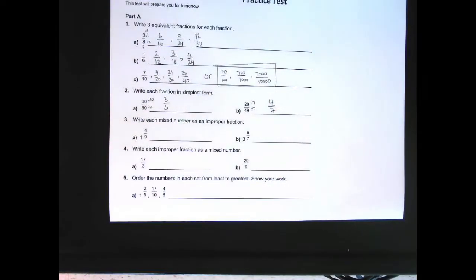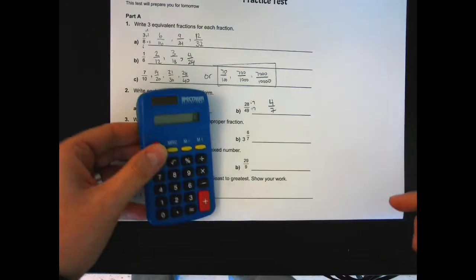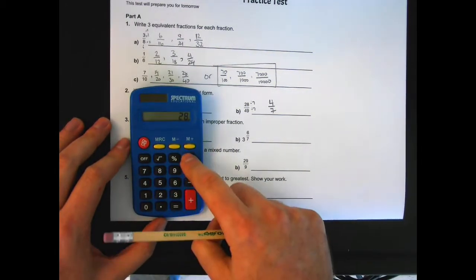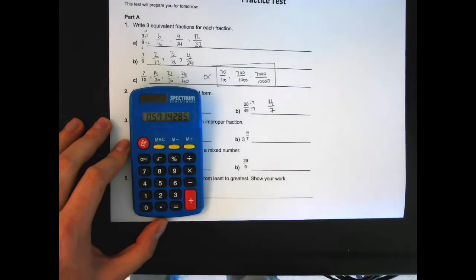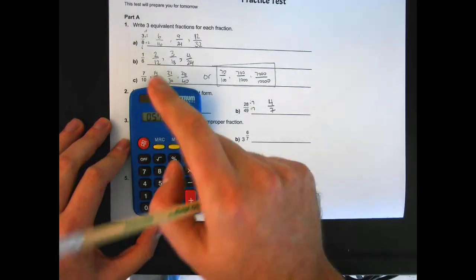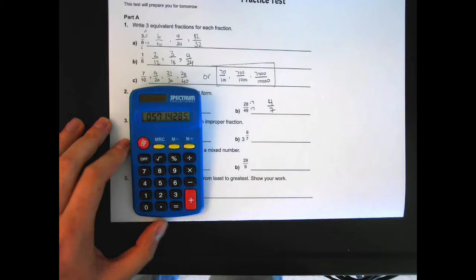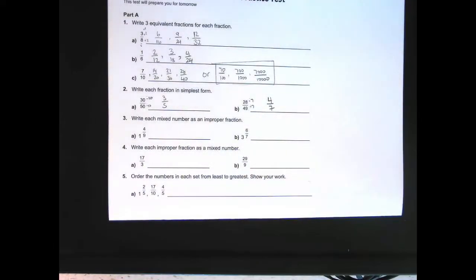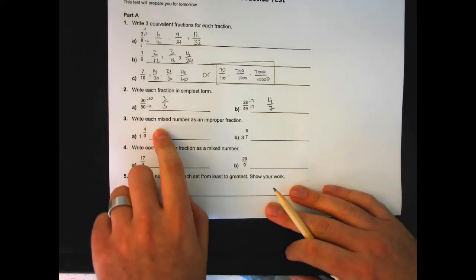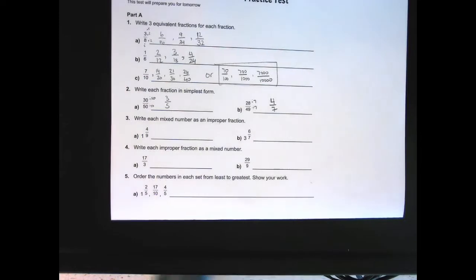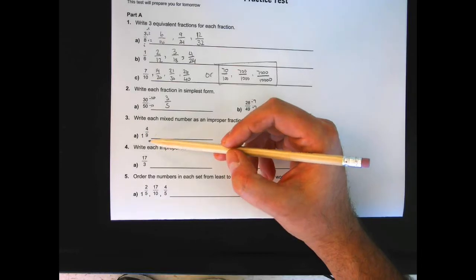So now, if you're not sure if that answer is correct, grab your calculator. 28 divided by 49 gives you the decimal 0.5714, something very long. 4 divided by 7 gives you the exact same long answer. So that's one way to confirm your answers. Number 3 is write each mixed number as an improper fraction. So how can I do that? How do I make this an improper fraction?